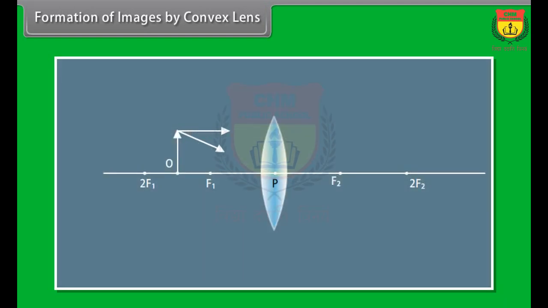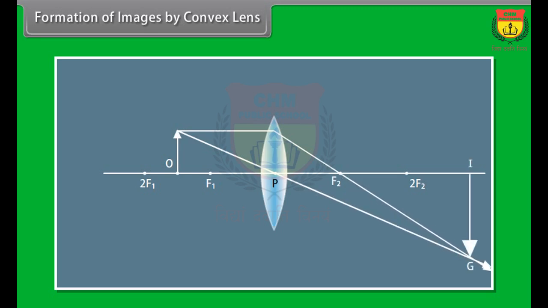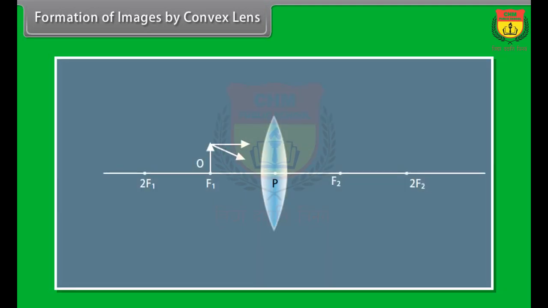When the object is placed between 2F and F, then the image formed beyond 2F on the opposite side. The nature of the image is real, inverted and enlarged. When the object is placed at F, then the image formed at infinity. The nature of the image is real, inverted and enlarged.